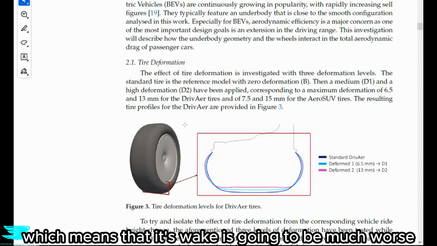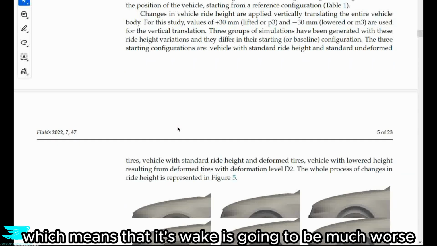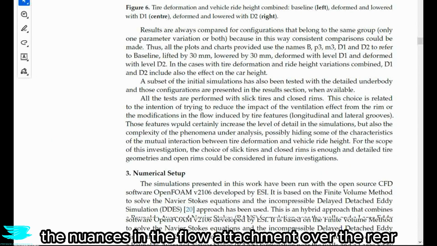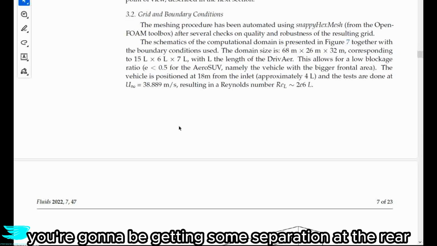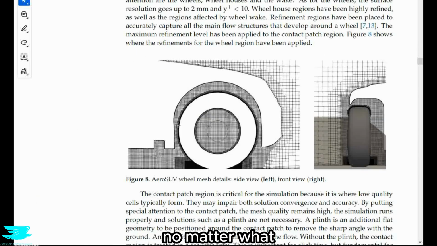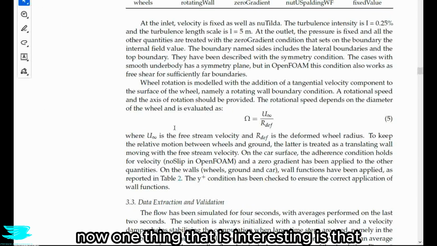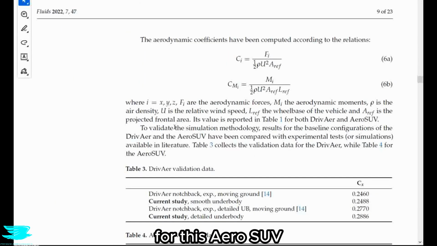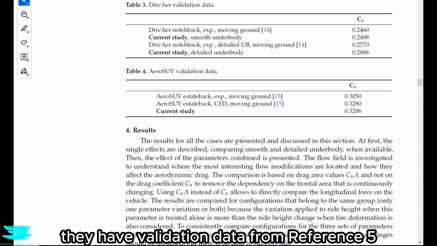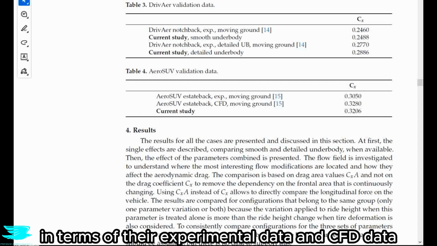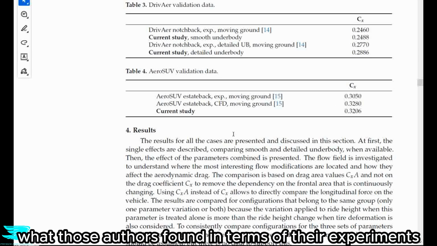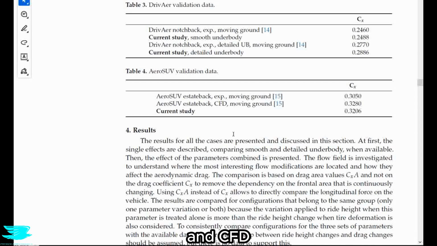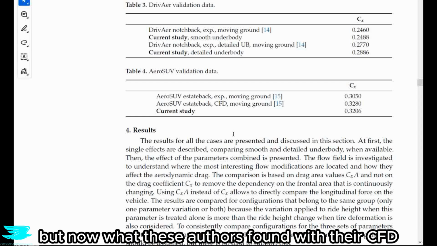this is an SUV, which means that its wake is going to be much worse, and actually the nuances in the flow attachment over the rear are not as important here because you're going to be getting flow separation at the rear no matter what. Now, one thing that is interesting is that for this Aero SUV, they have validation data from reference 5 in terms of their experimental data and CFD data that they did in reference 15. So that's interesting. You not only get what those authors found in terms of their experiments and CFD, but now what these authors found with their CFD.